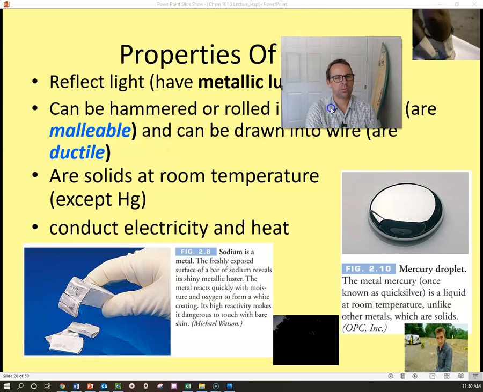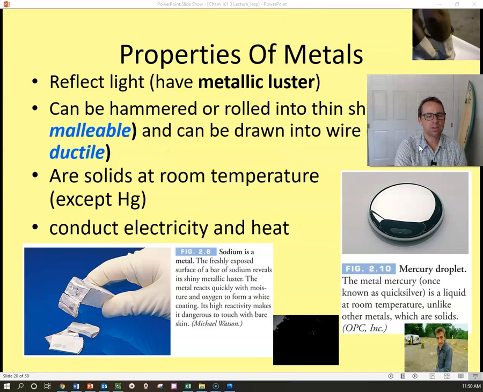Okay, so let's talk a little bit more about the properties of metals. Most of us have an idea of what metals are. We interact with them every day. However, a lot of the metals we interact with are actually combinations of different elemental metals to make alloys. If I were to buy a 24 karat gold ring, which means pure gold, it would be very easy to bend. And so they don't sell a lot of pure gold.